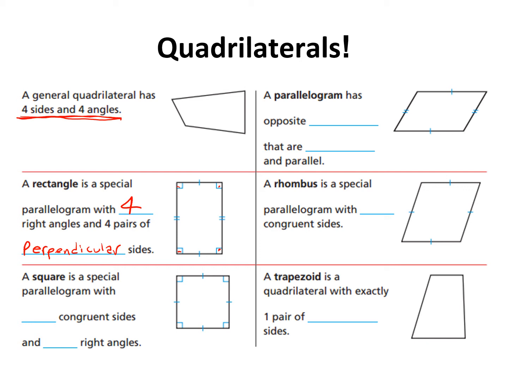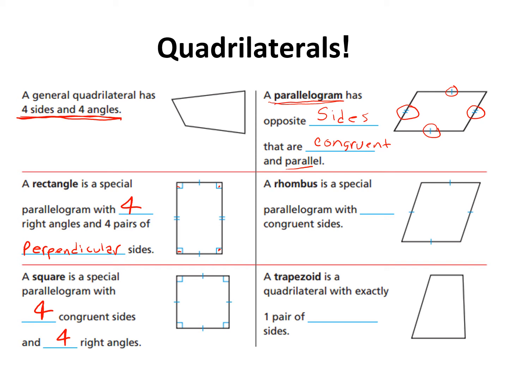A square, however, is a special parallelogram with four congruent sides and four right angles. A parallelogram has opposite sides that are congruent and parallel. So if I look here, 2 tick marks, 2 tick marks, those are opposite and they are congruent to each other. The top and bottom have 1 tick mark each, they're opposite and congruent to each other. So this then is a parallelogram.